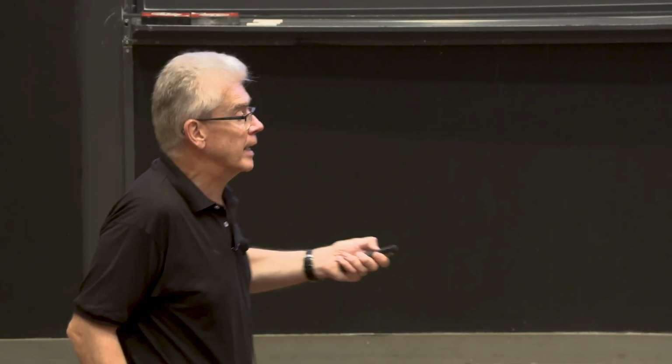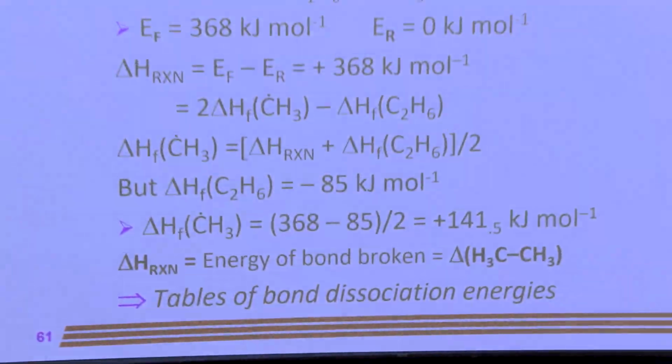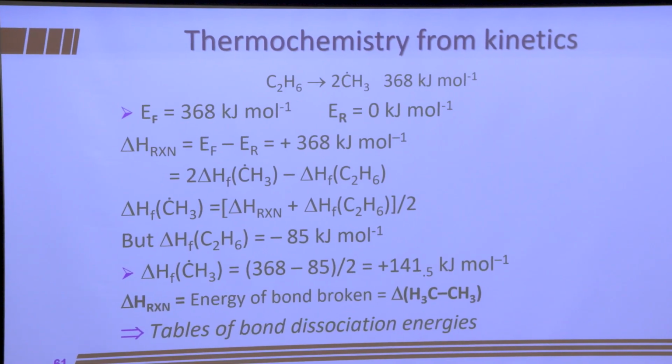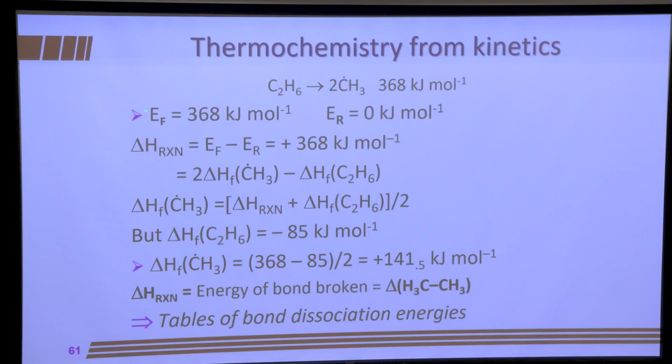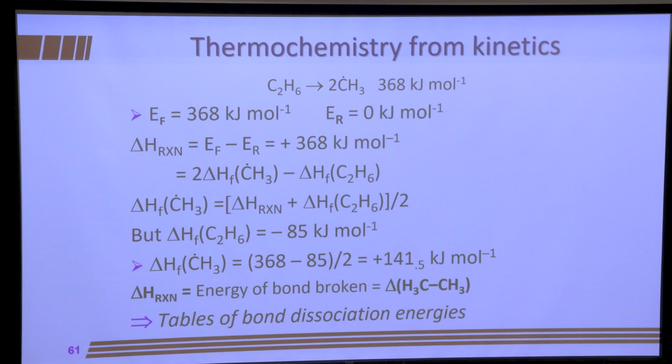But we can determine that. It's 368 kilojoules per mole. If we know that, we're a lot of the way there. Why? Because the activation energy in the forward direction to generate 2 methyl radicals is 368 kilojoules per mole. That in the reverse direction is 0. So the activation energy for radical-radical addition, typically we take as 0. Radicals like to recombine to give a stable species, with an activation energy of 0.